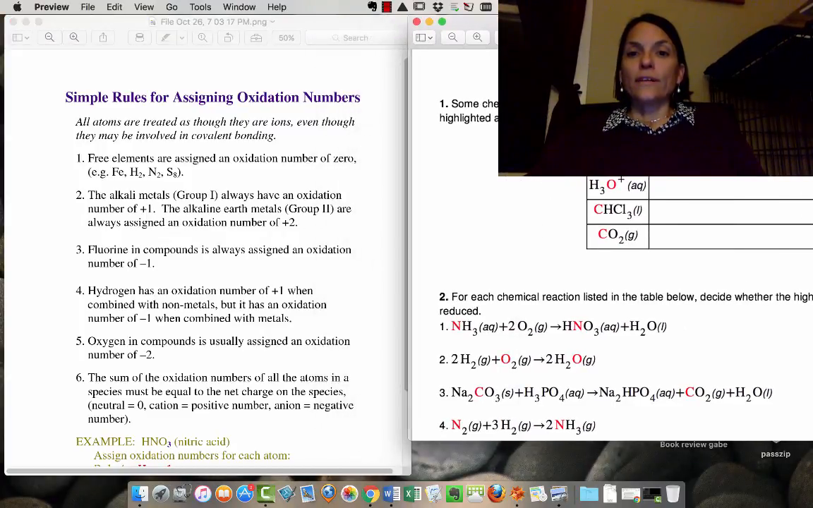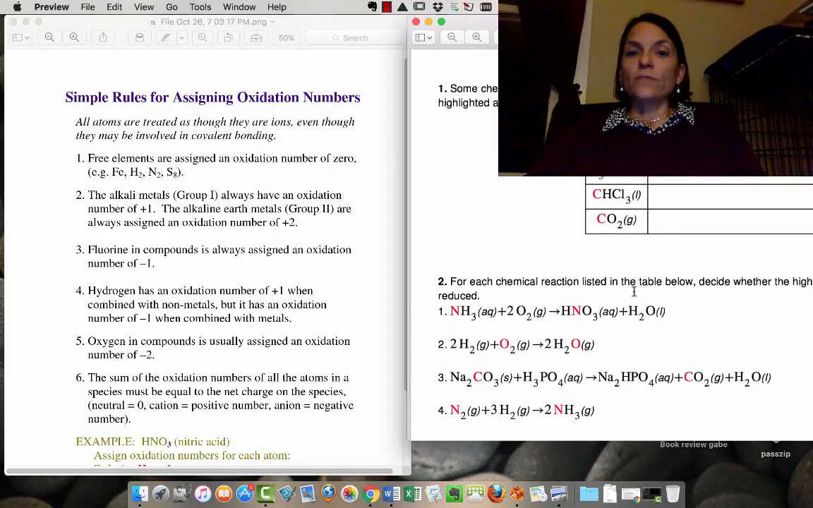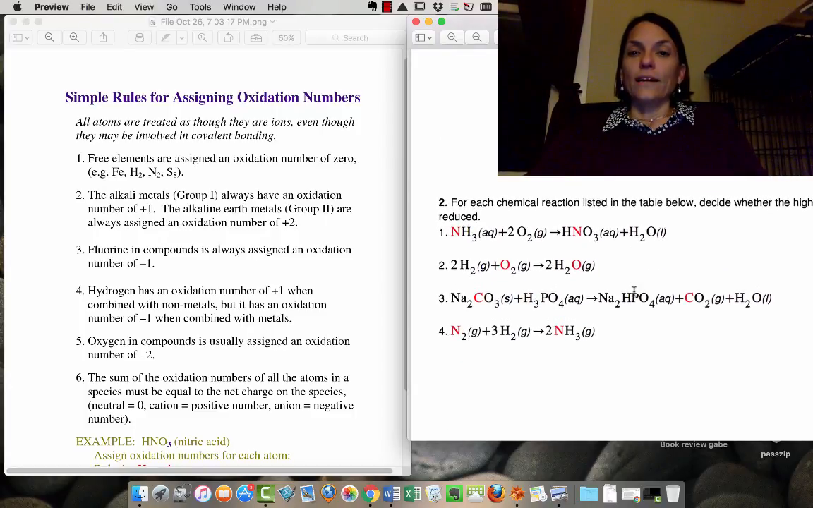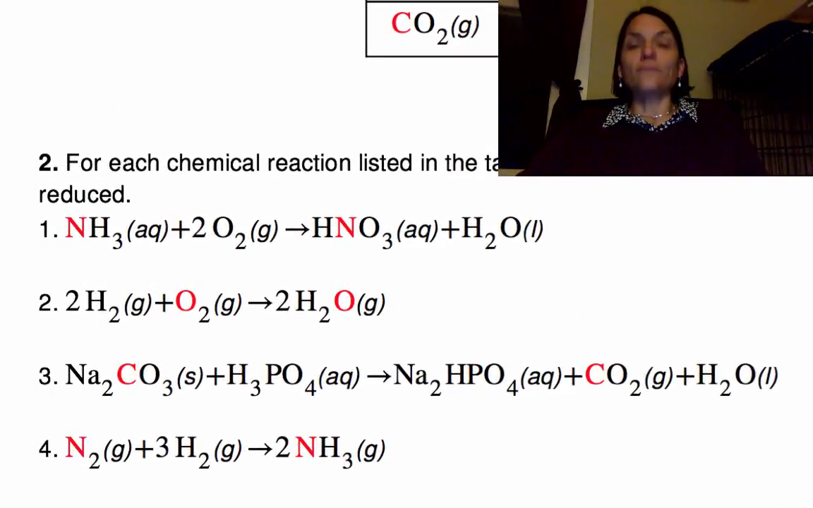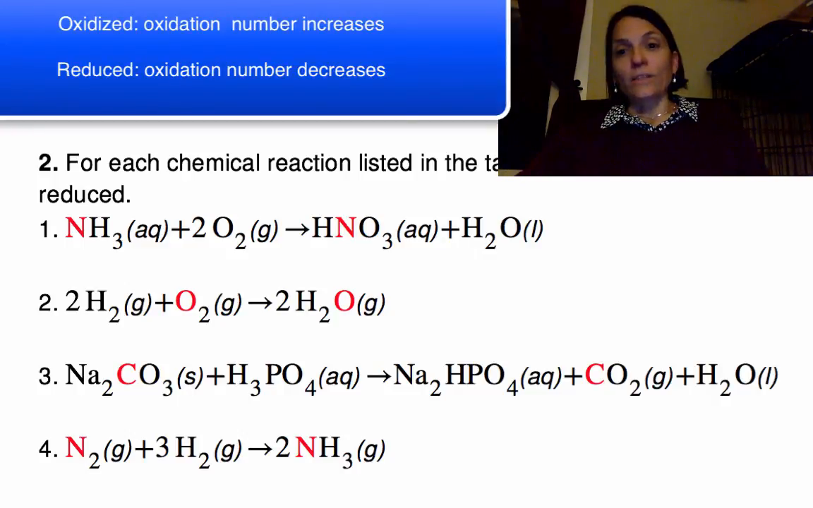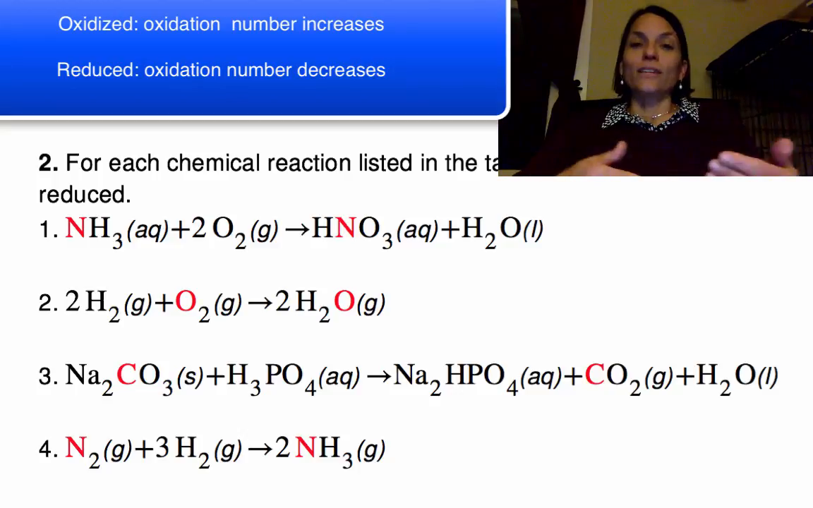The next question says, figure out if the highlighted atom is oxidized or reduced. Well, in order to answer this, we have to figure out what is the oxidation number of the atom as a reactant and what is it as a product. If the oxidation number goes up, then it's oxidized. If the oxidation number goes down, it's reduced.